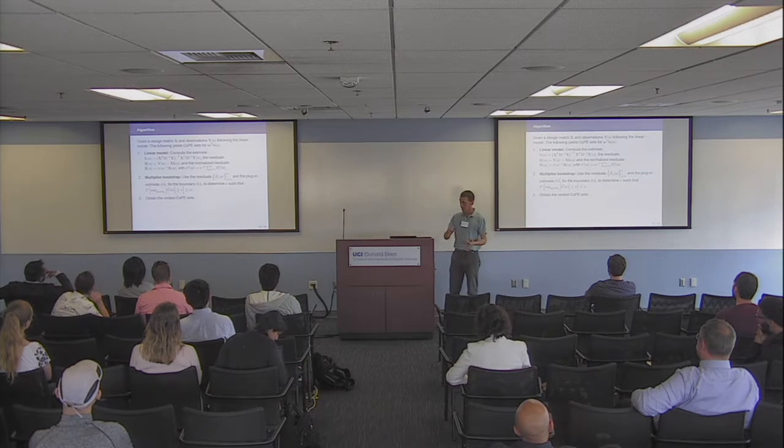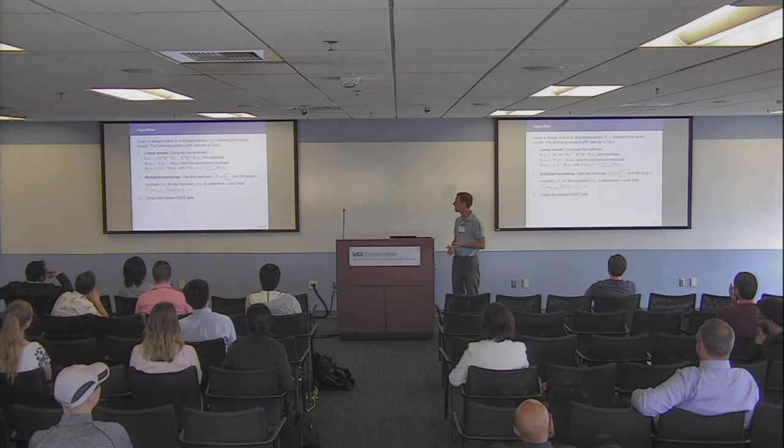So here it is. So you fit the linear model, number one, take the B hat, take the residuals, and standardize them so that we have mean zero and variance 1. And then we apply this multiplier bootstrap.